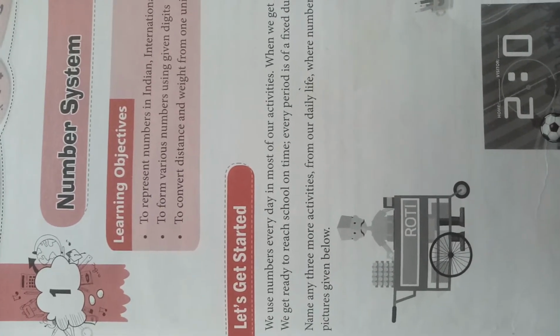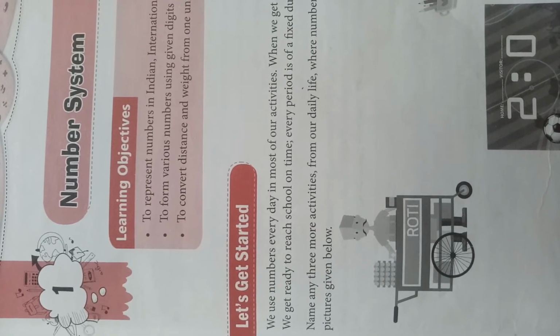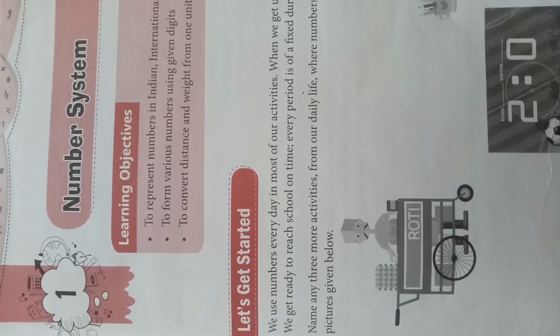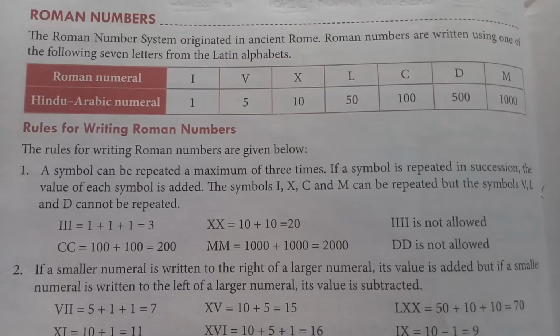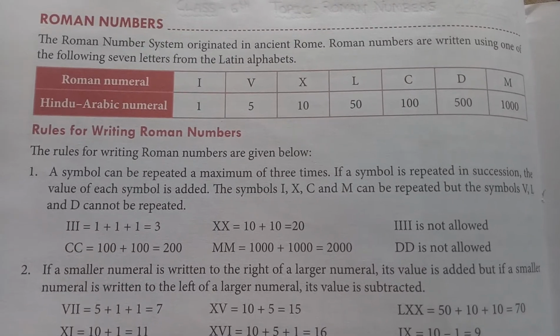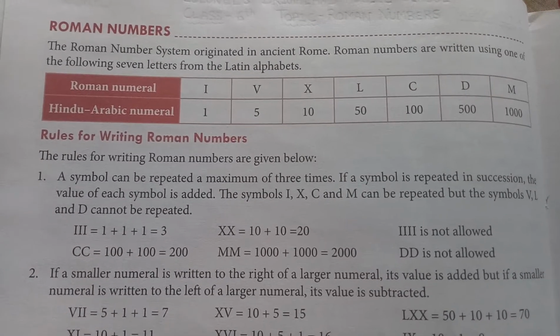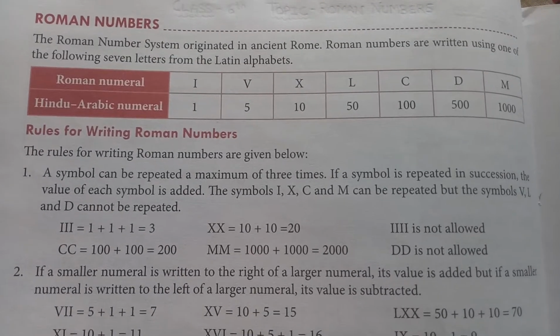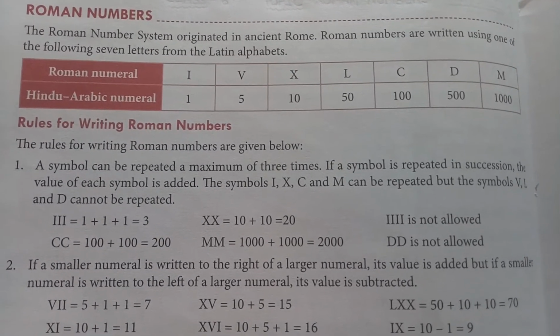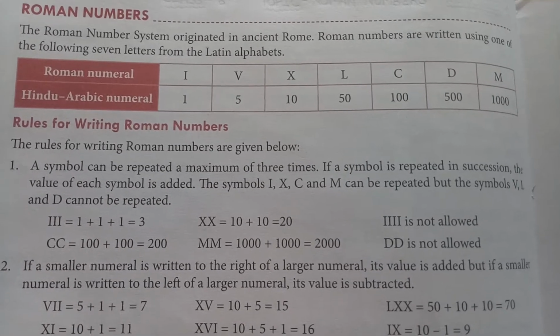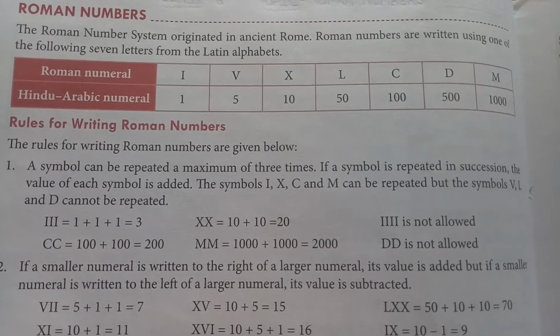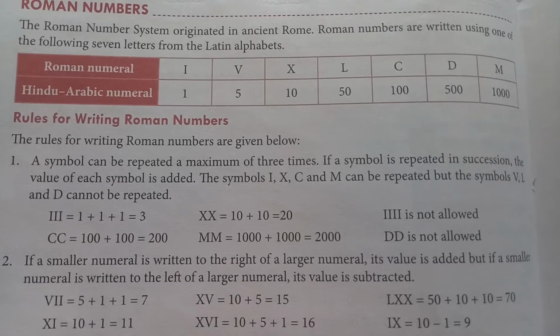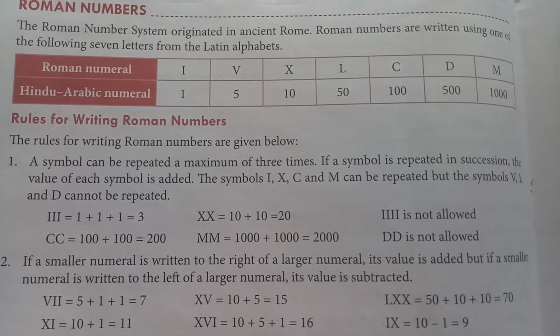Today, I am going to teach you Class 6th Maths Lesson number 1, Number System. The topic is Roman numbers. The Roman number system originated in ancient Rome. Roman numbers are written using one of the following 7 letters from the Latin alphabet.